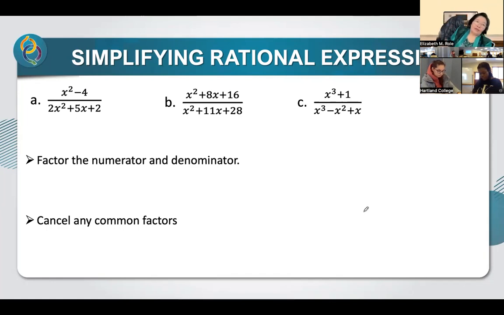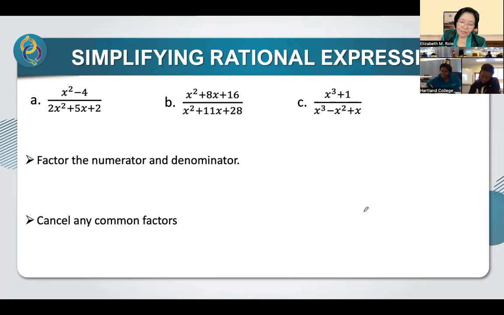Actually, for the 2x squared plus 5x plus 2, it's easy to do that by just mental math. Maybe I can just show you how it is done. But you can do factoring by grouping, no problem. Two plus 1 x plus. Okay.